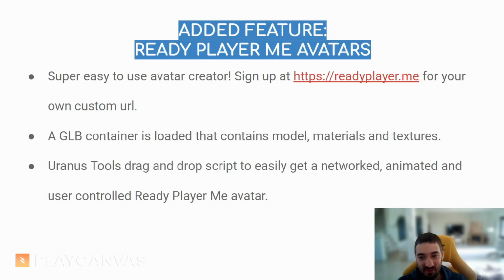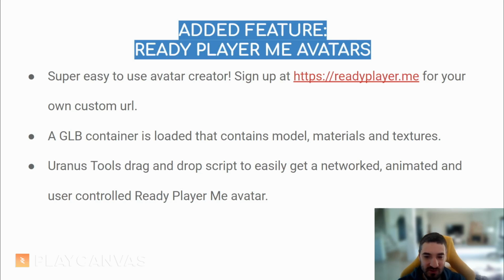Another feature that we have on this scene is using Ready Player Me avatars. These are very cool avatars that come with a full-blown avatar creator, where you can select your character, dress it up, and make it look like yourself. Exactly like yourself, because you can upload a photo, and they do some facial scanning, and you get the exact model of your face. That's cool. A GLB container is loaded that contains model, materials, and textures.